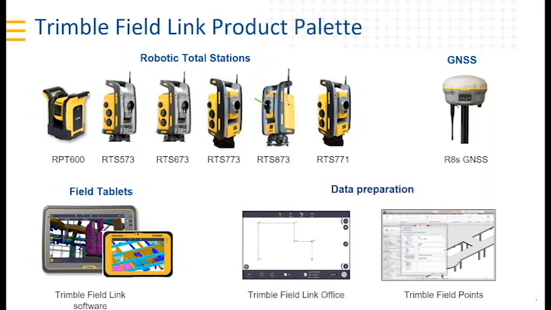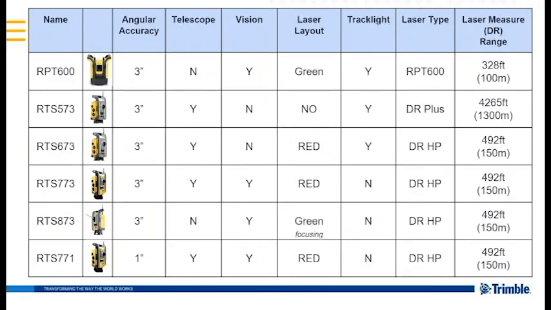And on the data prep side, which we spoke about, we've got the 2 software platforms. This can be done in FieldLink Office or Trimble Field Points. So the total stations we have available, we start with the RPT 600. So this is a relatively new product. This is our low-end introduction total station.